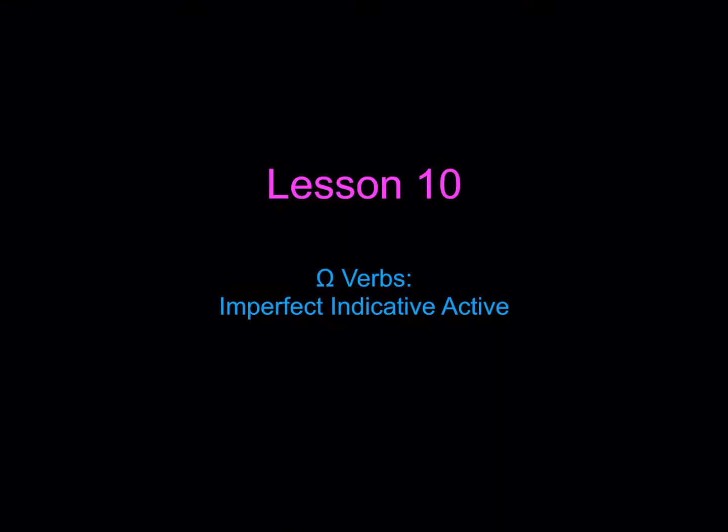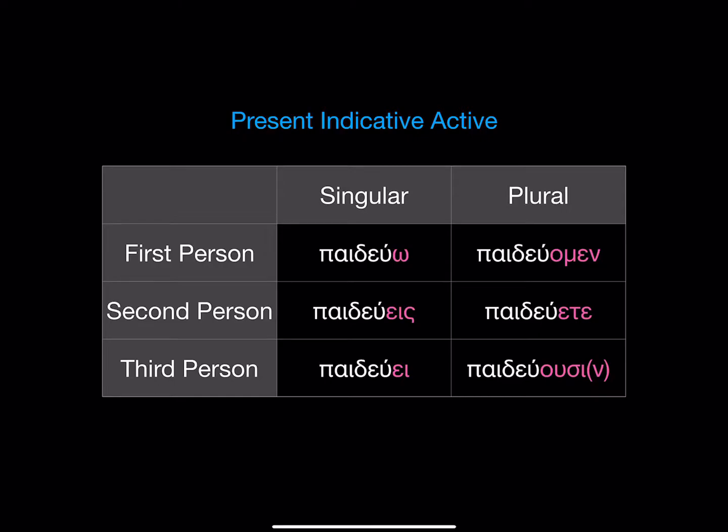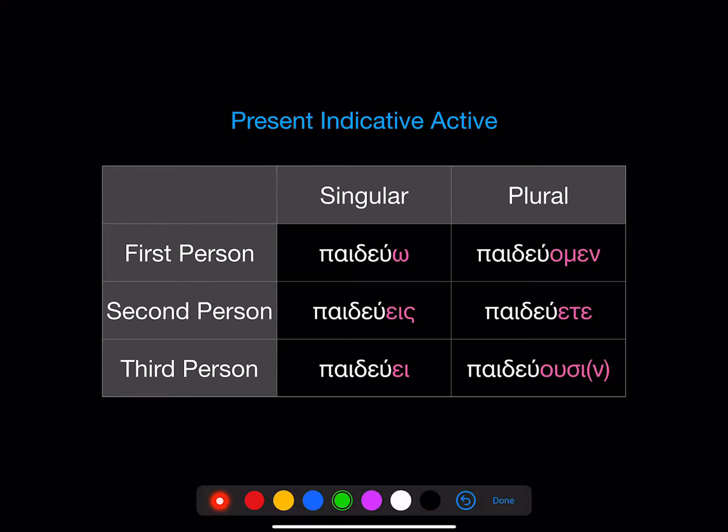All right, we're going to talk about lesson 10, in which we add a new tense of the indicative, the imperfect indicative active. So we'll start by reviewing a little bit. Remember the present indicative active: you take that stem from the first principal part and you add personal endings: ō, eis, ei, omen, ete, ousin, right?